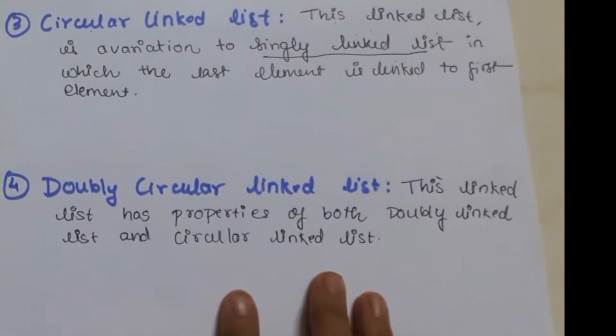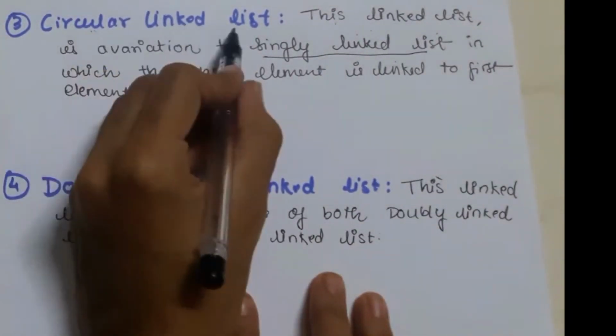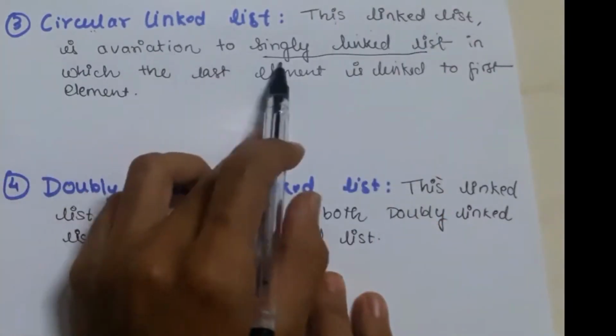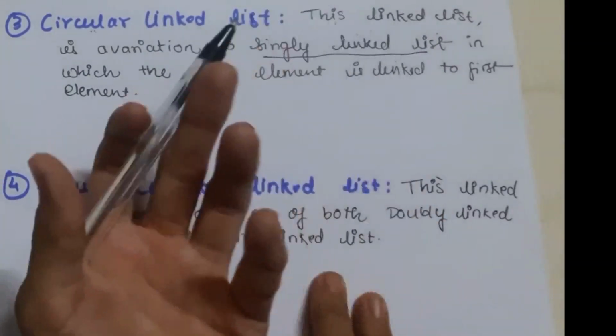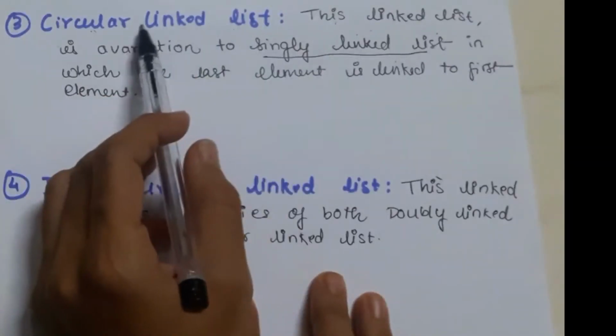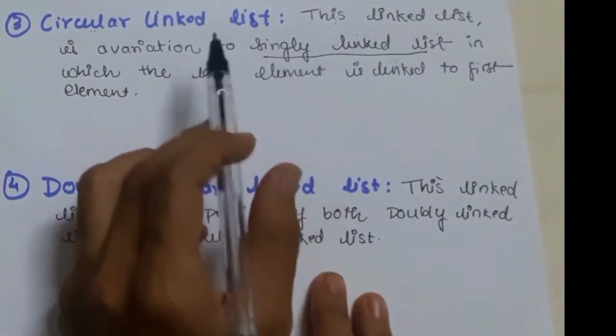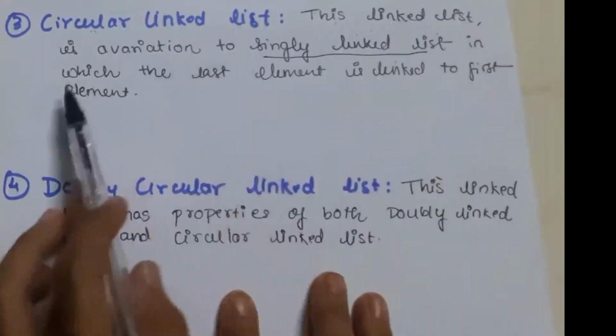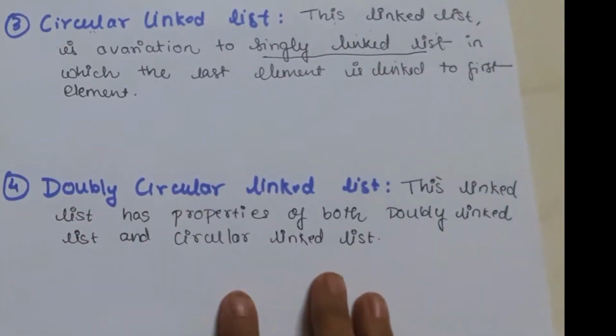Now the next type of linked list is the circular linked list. So what is a circular linked list? This linked list is a variation to the singly linked list. We have seen the singly linked list, isn't it? So a circular linked list is a variation to the singly linked list in which the last element is linked to the first element, and this is the only variation, that the last element is linked to the first element.